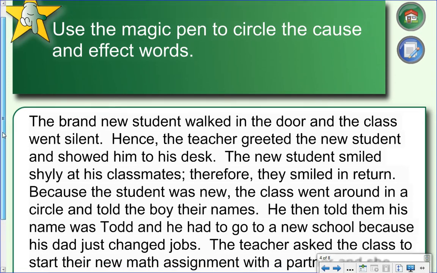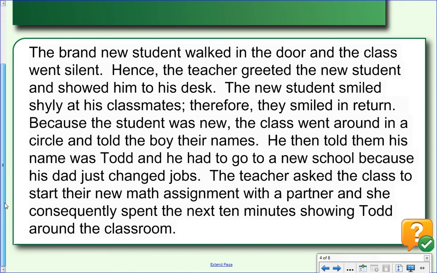Okay, so we're going to start taking a look at some cause and effect words, things that show us that's cause and effect. So I'll read this to you first. The brand new student walked in the door and the class went silent. Hence, the teacher greeted the new student and showed him to his desk. The new student smiled shyly at his classmates. Therefore, they smiled in return. Because the student was new, the class went around in a circle and told the boy their names.